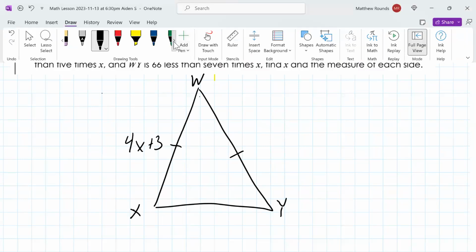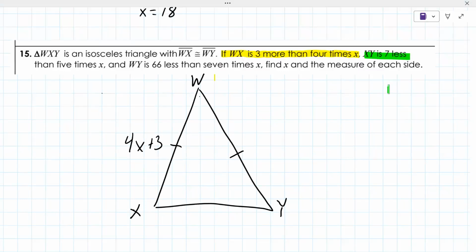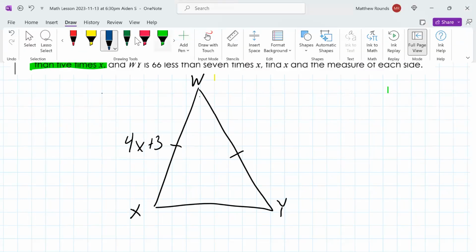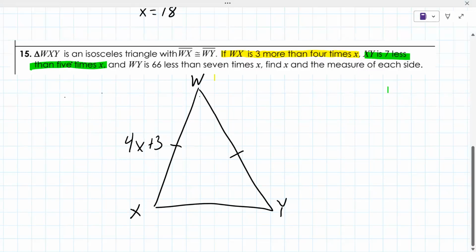And give me the next one there. XY is 7 less than 5 times X. Five x minus 7. Okay. WY, sorry, I get the wrong side here. This one is WY is 66 less than 7 times X. I put that in the wrong spot. I do apologize. Okay.